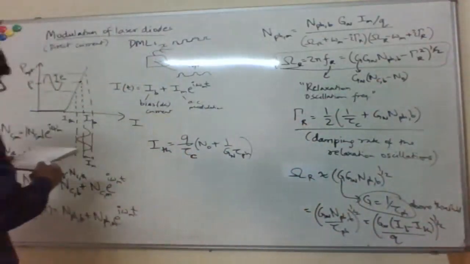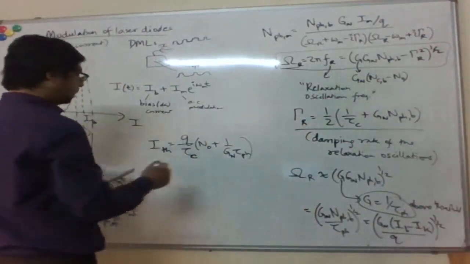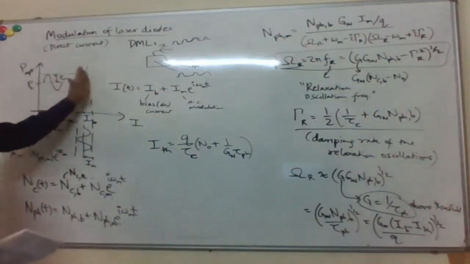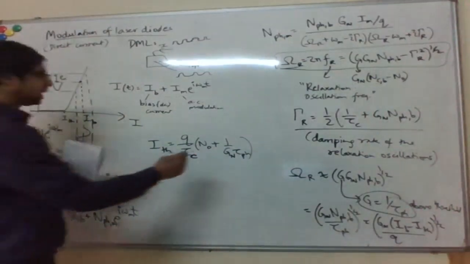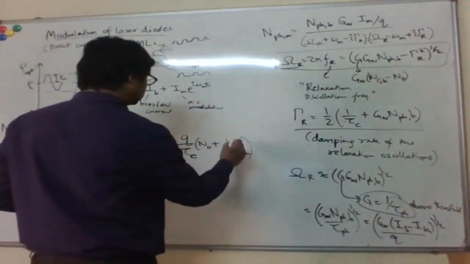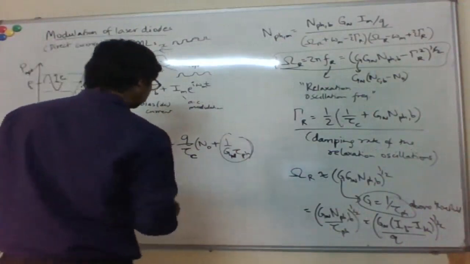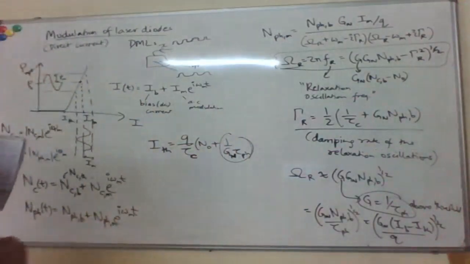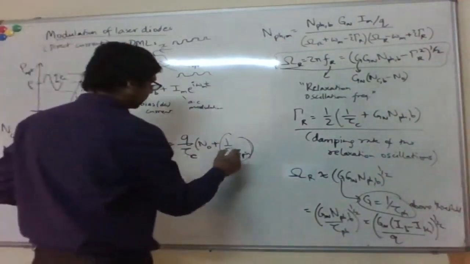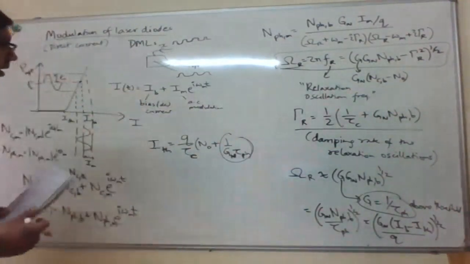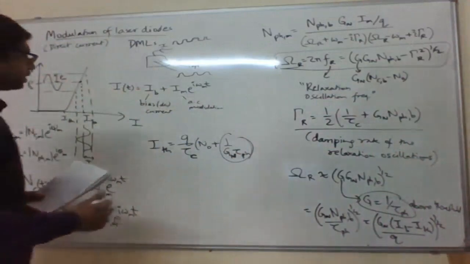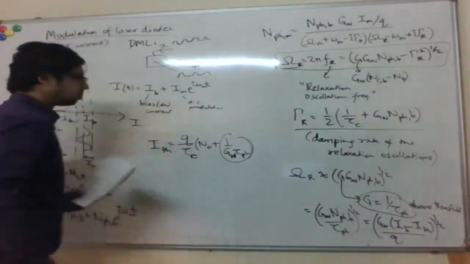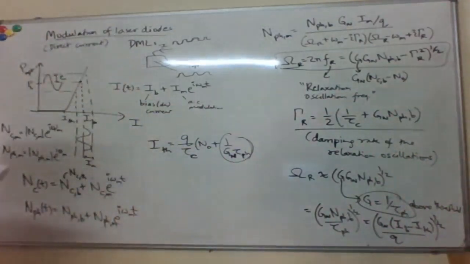And typically, if your bias current is sufficiently above threshold, then this second term, these are all constants of the device anyway. So if you take any typical laser diode with typical parameters, this second term is typically much bigger than this first term.